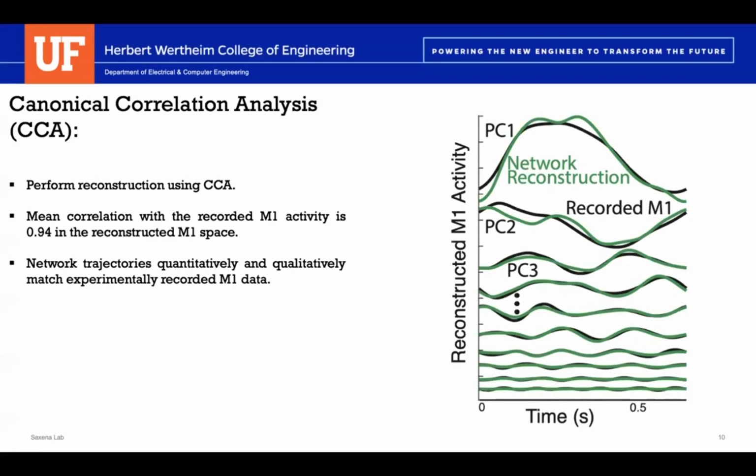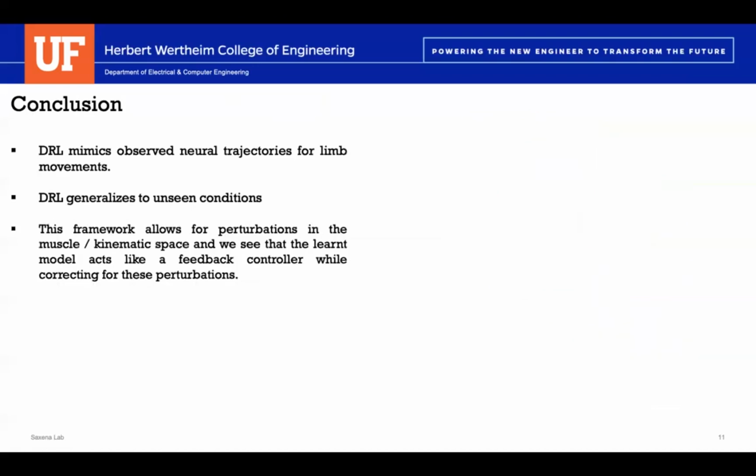Then we performed canonical correlation analysis to quantify the similarity between the simulated and experimental trajectories. We first reconstructed the actor network's activity using CCA in the observed M1 space. As can be seen from the figure, the trajectories are highly correlated. We found that the mean correlation with the recorded M1 activity was 0.94 in the reconstructed M1 space. So we can conclude that the network trajectories quantitatively and qualitatively match experimentally recorded M1 data.